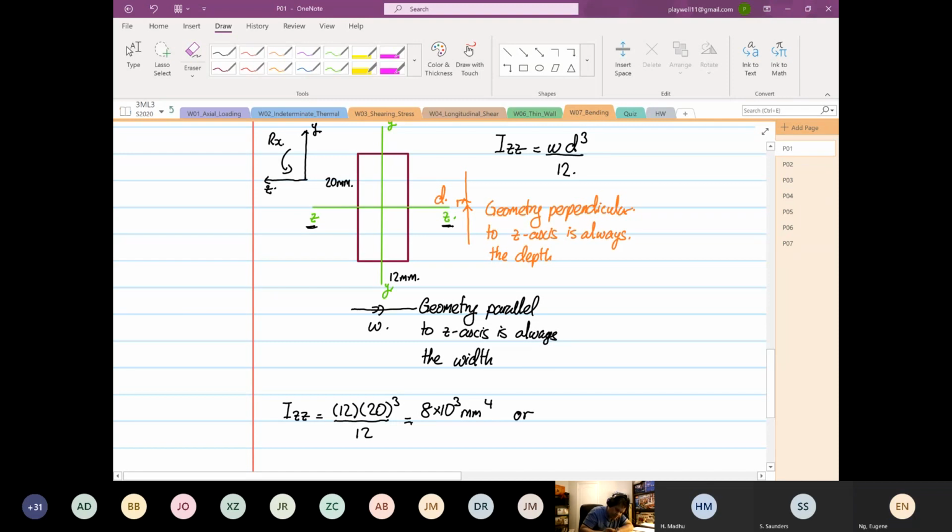Or 8 times 10 to the power 3, then you do a minus 12, to convert to meters. It is millimeters to the power 4, multiplied by minus 3, so that's why minus 12. 4 times 3 is minus 12. So this will be 8 times 10 to the power minus 9 meter 4. This is to help you in your unit conversion.